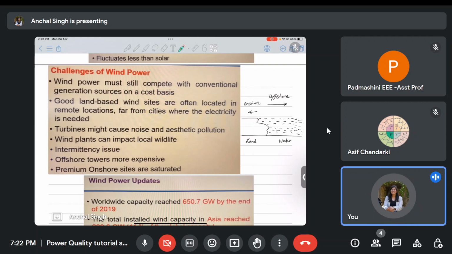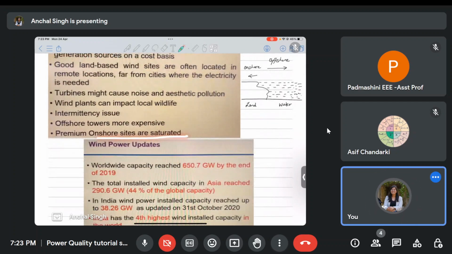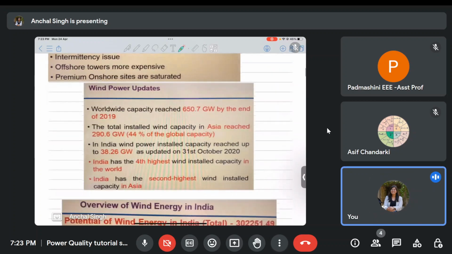Looking at other challenges, wind power must still compete with conventional sources, so we have to make it cost effective. Then we have to give a lot of real estate to this project. Due to the presence of turbines in these wind generation systems, a lot of noise and aesthetic pollution occurs. Wind plants also impact wildlife. There is always an intermittency issue, right? Wind sometimes blows and sometimes it does not blow. And offshore towers, that is, towers present on the water, are much more expensive than onshore towers, and onshore sites have already saturated. So these are a few of the challenges that are faced.